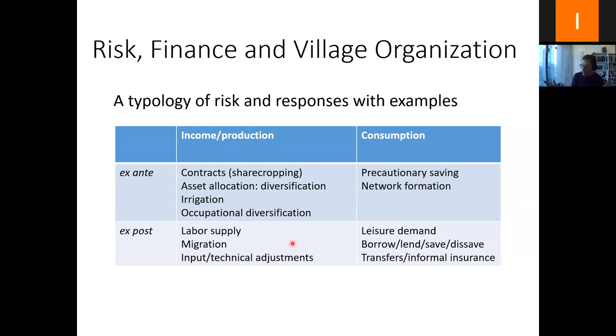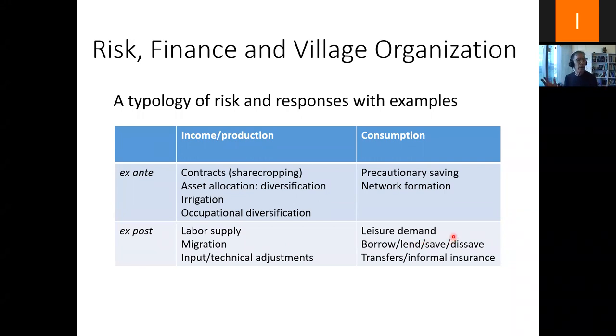Ex post on the income side, people respond to shocks to their productivity or to their wages or to their incomes by adjusting their labor supply, by migrating. And on technical adjustments in production. So for example, if you have a bad rainfall outcome, you might adjust the timing of your harvest or adjust your application of certain inputs.